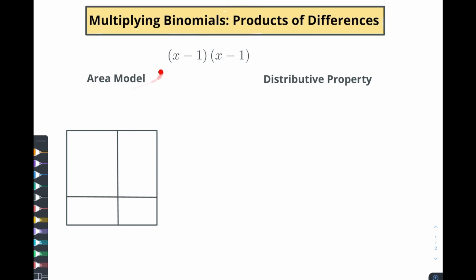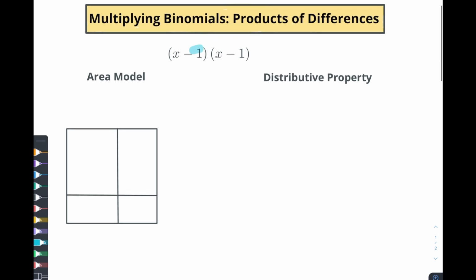We're going to use both methods for this example of x minus 1 times x minus 1. So just to differentiate these two things, I'm going to call this our blue x minus 1, and I'm going to call this our red x minus 1. So using the area model, we're still going to follow the same process that we've done before. We're going to label this as if we were finding the area of a square or of a rectangle. And we know that the area of a square or a rectangle is length times width. So we're going to consider one of these things our length, and we're going to consider one of these things our width.